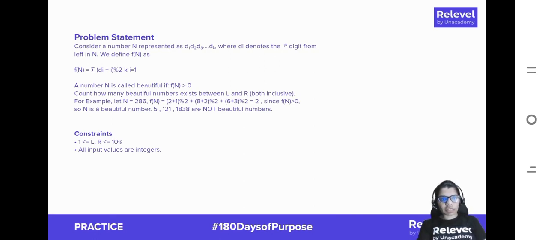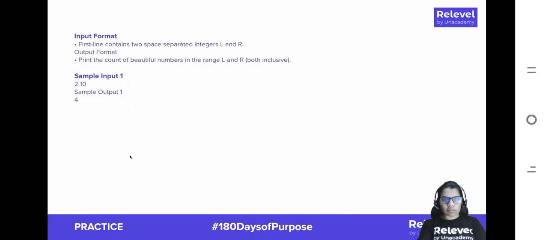Here, the constraint is that L and R can be in the range of 1 to 10 raised to the power 18, and all your input values would be integers. Your input format would be two space separated integers L and R. Your output format would be, you need to print the count of beautiful numbers in the range of L and R, right? So for example, from 2 to 10, there exist 4 beautiful numbers.